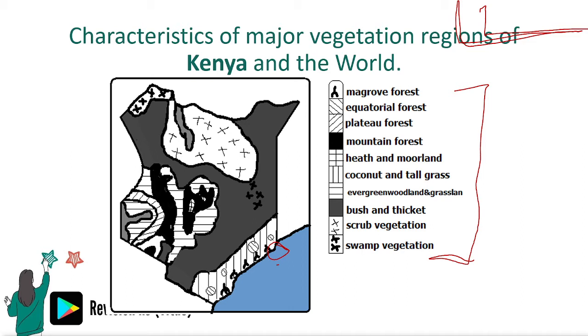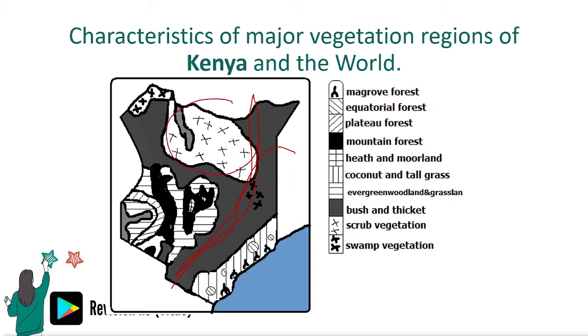You can tell this is a mountain forest over here. You can tell this is around Mount Kenya and the Aberdares, and then this one is around the Rift Valley, where we have the Mau forests. So we have what's remaining. We have the heath and moorland. This is, of course, on the peaks of high mountains. Near the peaks of the high mountains, we have the coconut and tall grass. That should be along the coast. We have the evergreen woodlands. We have the bush and thicket, which takes up a large part of Kenya. We have scrub vegetation. This is around the desert. We also have the swamp vegetation.